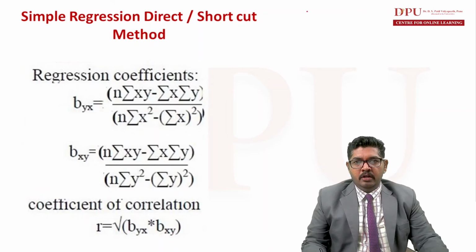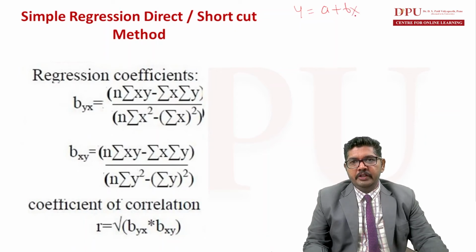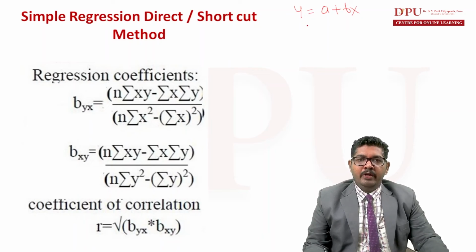Now in the previous discussion, we have seen that the regression equation is given by y is equal to a plus bx. By finding out the values of a and b, we can find out the regression equation, so that we can manipulate the value of x to get the value of y, which is the dependent variable. Now we can have a direct method also to find out the regression equation. And in the direct method, what do we do?